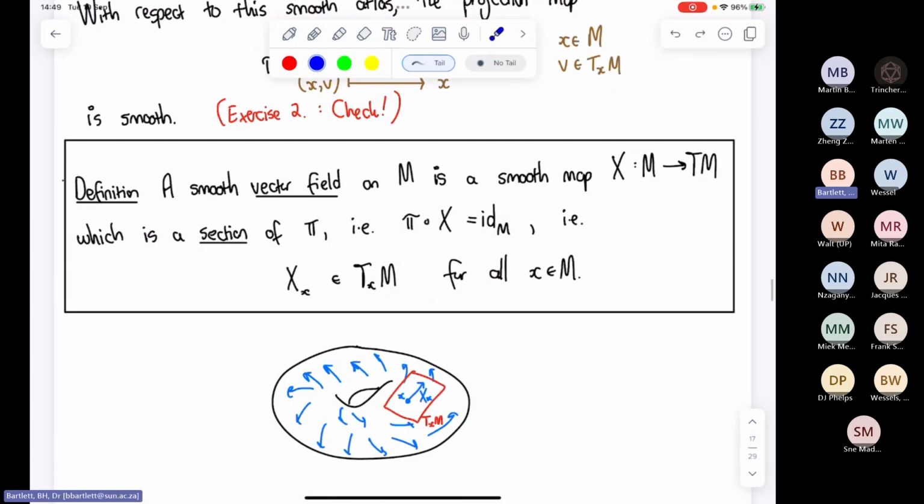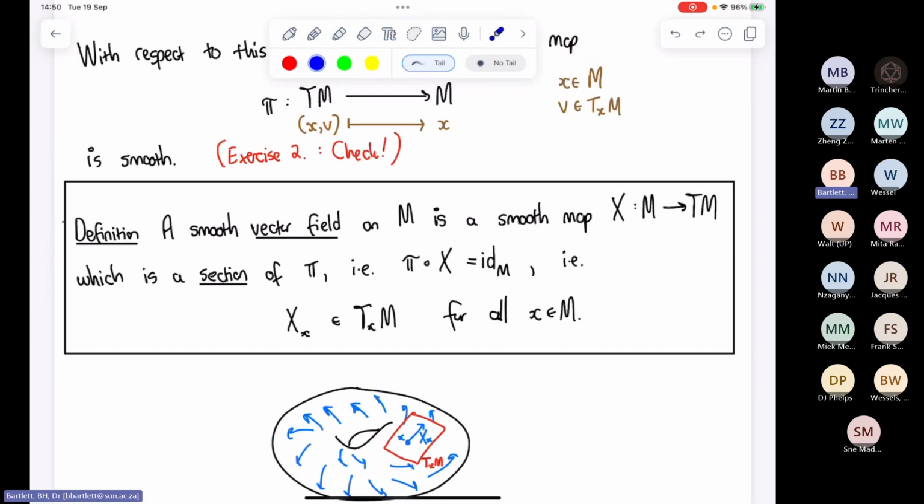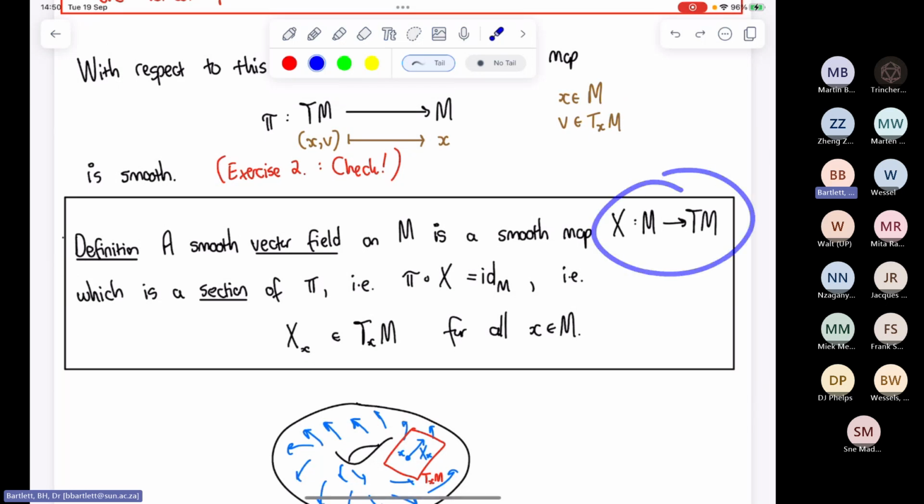So here's an example of a vector field on the torus. So at each point, I've got a vector in the tangent space. So over here, it's this vector. Maybe over here, it's that vector. Over here, it's this vector, and so on. And now I know what it means to say that's a smooth vector field. It's exactly to say that when thought of as a map from M to TM, then that's a smooth map.